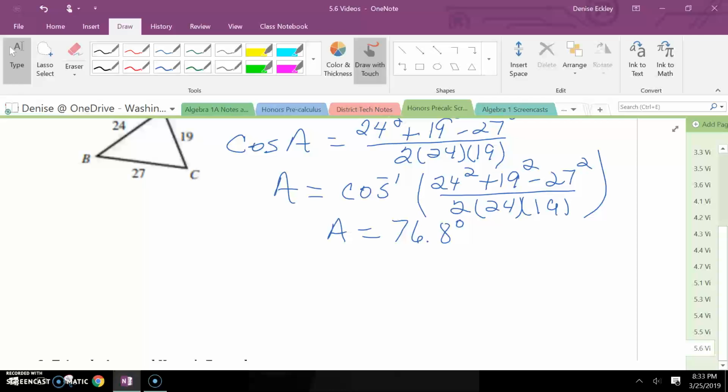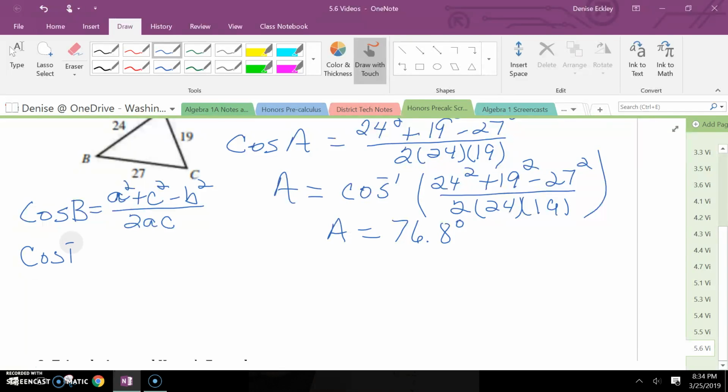Now I'm going to use the law of cosines again to find either of the other angles, and I'm just going alphabetically, so I'm going to find angle B next. So I'm going to use the same relationship. The cosine of angle B is going to be A squared plus C squared minus B squared all over 2 times A times C. So the cosine of B is going to be 27 squared plus 24 squared minus 19 squared all over 2 times 27 times 24.